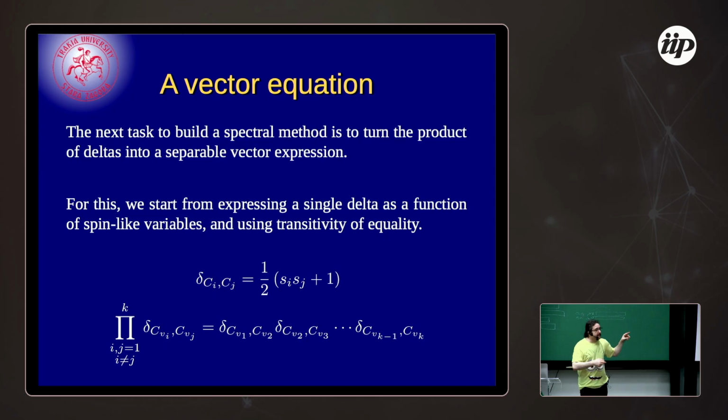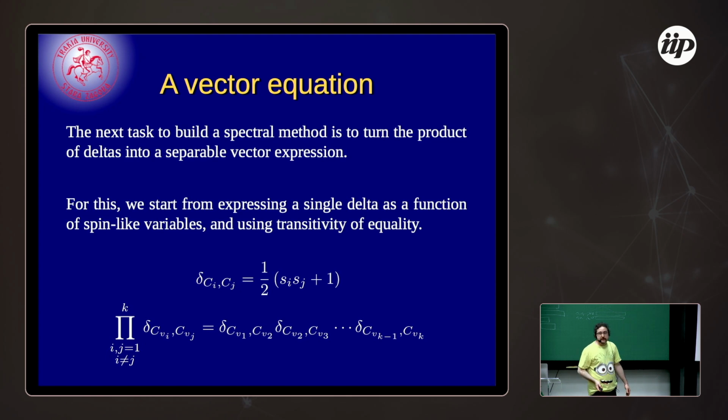Now, suppose instead they are in the same community, then they are either both +1 or both -1, so their product is 1. It's positive. 1 + 1 = 2, 2 divided by 2 is 1, and indeed the delta of equal variables is 1. So, if we do that, we can start noticing that we can write a single delta like this.